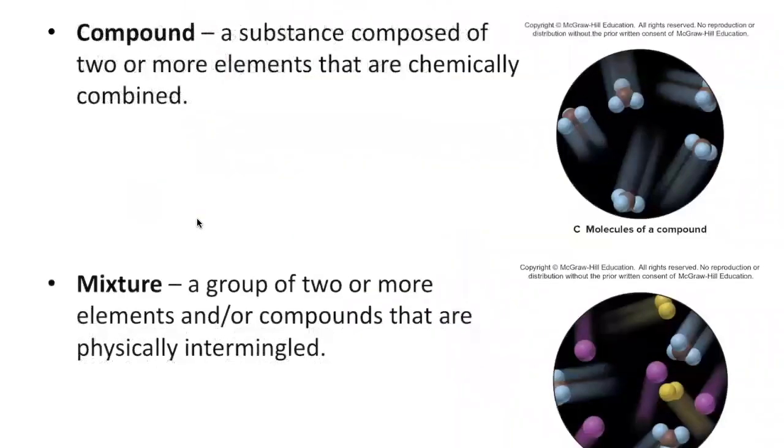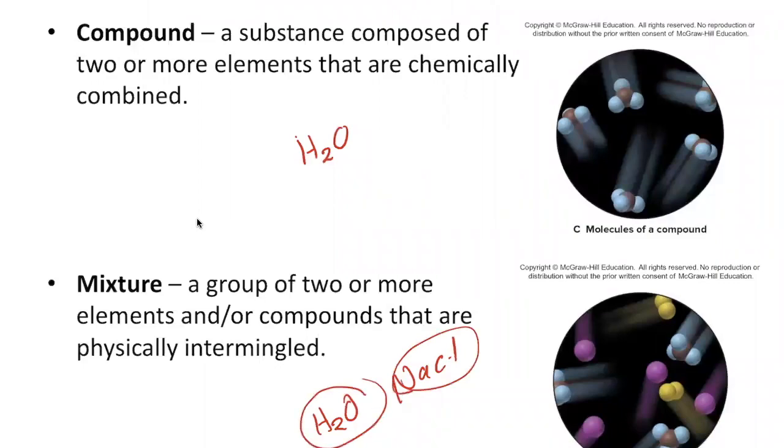We also have a compound, which is a substance composed of two or more elements that are chemically combined. So for example, H2O. They don't necessarily have to be the same. Actually, they should be different. A mixture is when you have two or more elements or compounds that are physically intermingled. So for example, if you have water and salt, this will be a mixture because you have these two different compounds which create one solution.